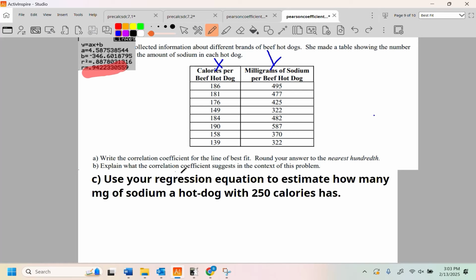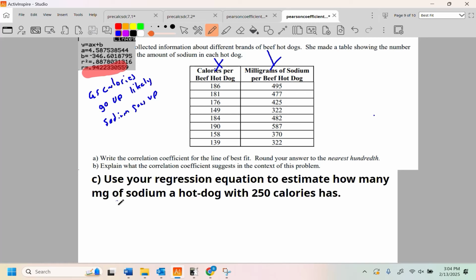Part B is explain what the correlation coefficient suggests in the context of this problem. It is suggesting that as calories go up, it is likely, very likely, because it's a strong correlation, sodium goes up. And you can look at the table and figure that out for yourself, kids. They do correlate, apparently.